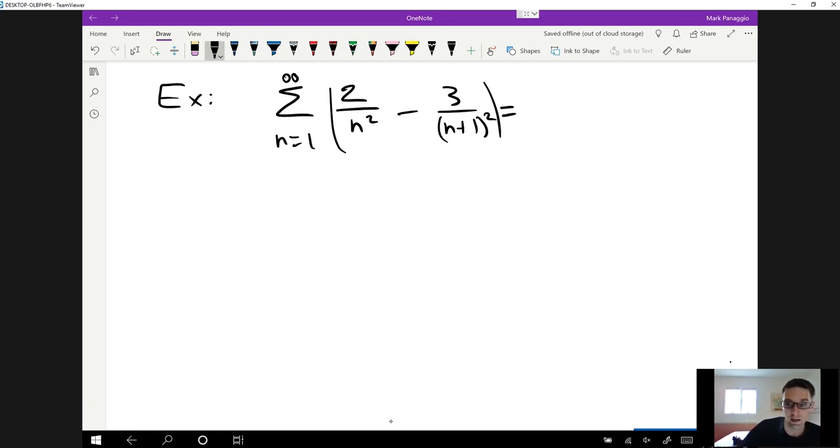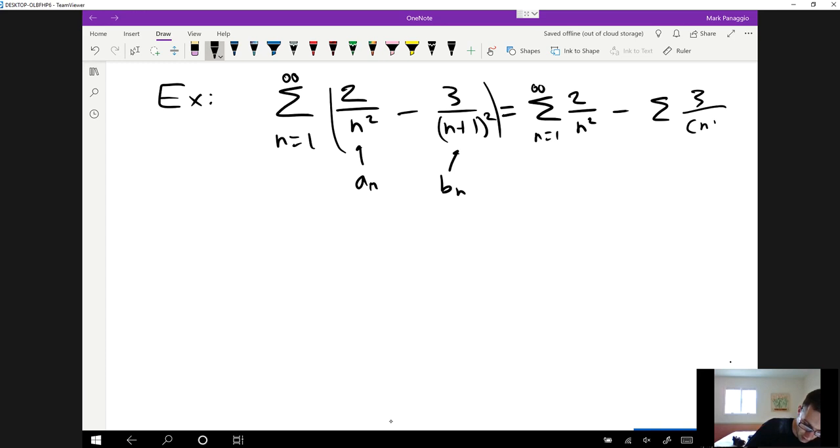But later on in the course, you will actually need to check to see if things converge before you do this. But we're going to assume that this and this, which we call an and bn, separately lead to convergent series, in which case we can first of all write this as the sum of 2 over n squared from n equals 1 to infinity minus the sum of 3 over n plus 1 squared from n equals 1 to infinity. Okay, so we've divided it up into two sums.